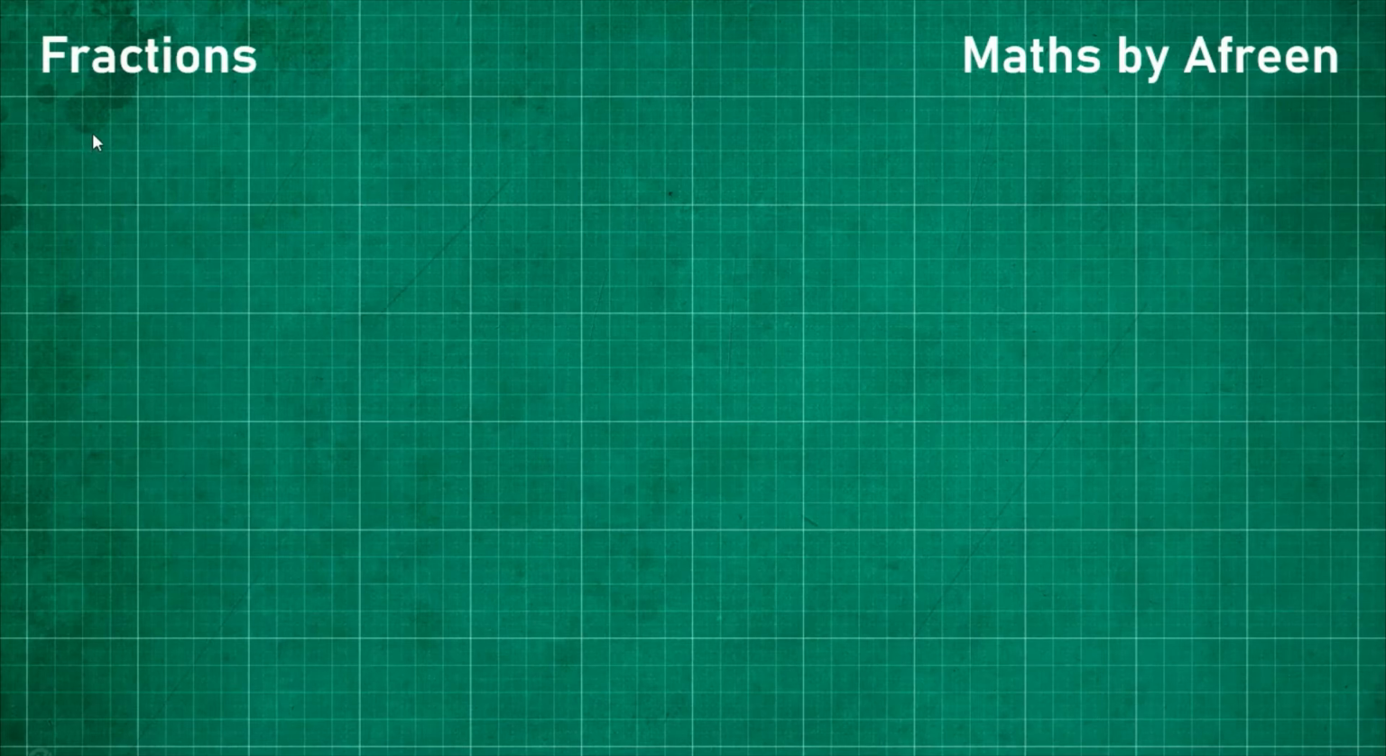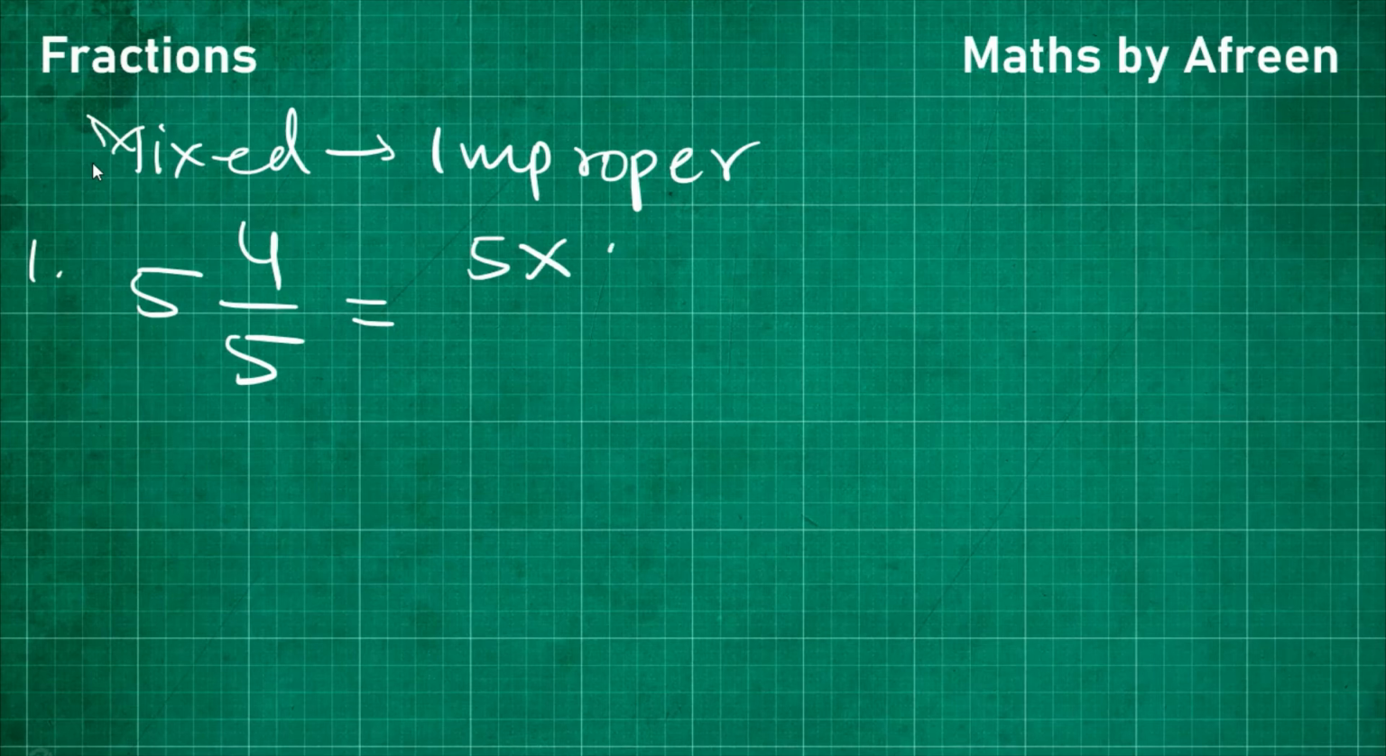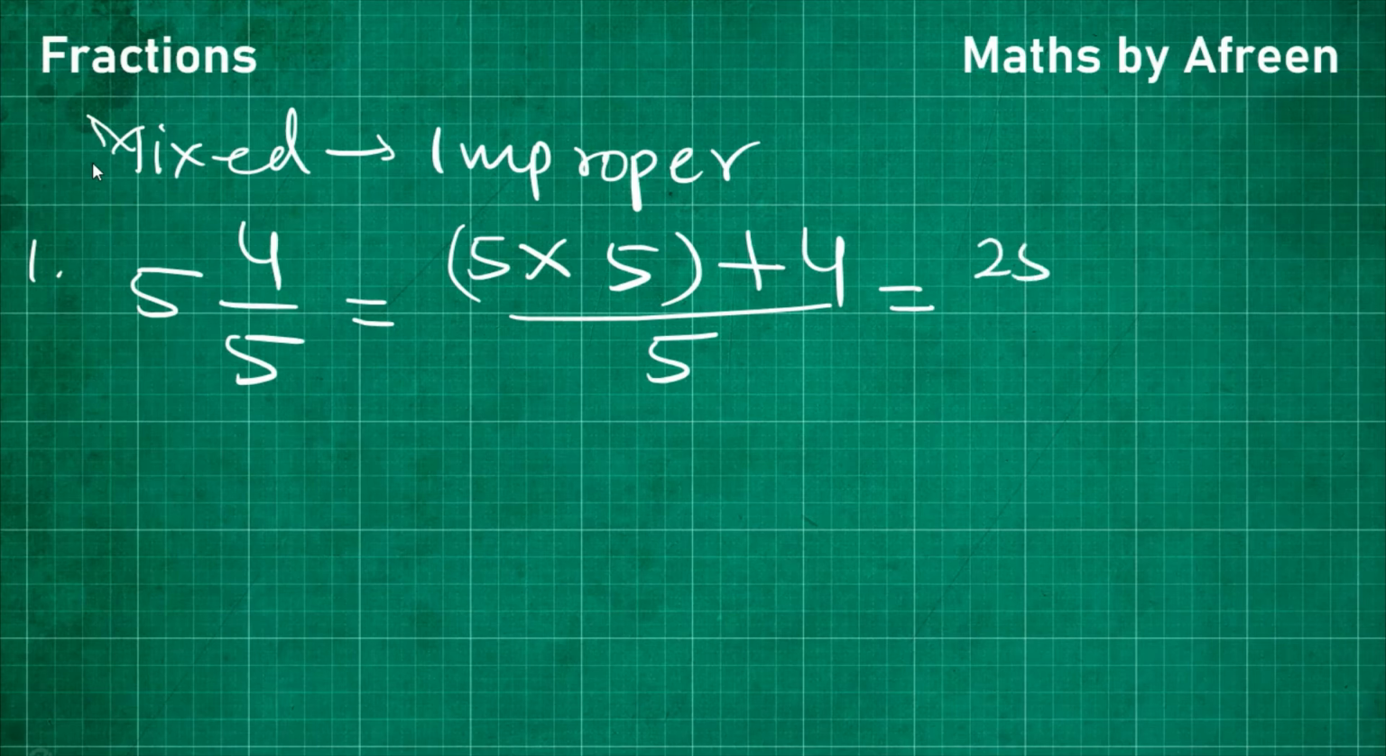Now we will solve some questions on the conversion of mixed fraction to improper fraction. Question 1: 5 and 4 by 5. How will we convert this? We will multiply the denominator 5 with the whole 5 and put this in the bracket, and now we will add 4 to this and the whole will be divided by 5. So 5 5s are 25 plus 4 divided by 5. 25 plus 4 will be 29 divided by 5.